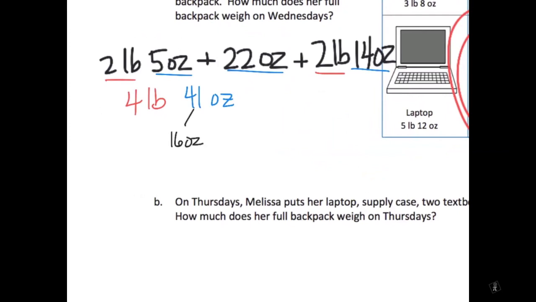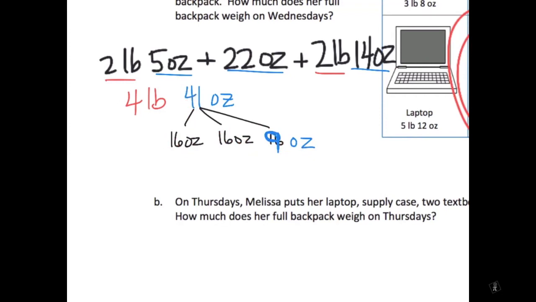So 16 ounces, 16 ounces, 16 ounces. Let's see, 1, 2, 3, 40. No, that's too much. So 16 ounces plus 16 ounces is 32, so we are left with only 9 ounces remaining. So 41 ounces can be broken up into 3 things: 16 ounces, that's a pound, 16 ounces, that's a pound, plus 9 ounces. Add that up, you should get 41.